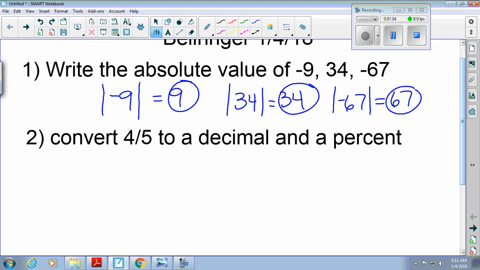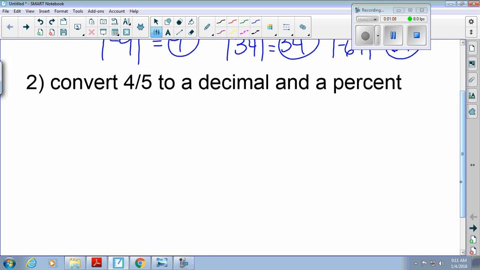So it says convert 4/5 to a decimal and a percent. So 4/5, we would write this like that. How would I turn any fraction into a decimal? What would I do? Thank you for raising your hand, Elijah. You put equals 100, blank over 100. Very good.